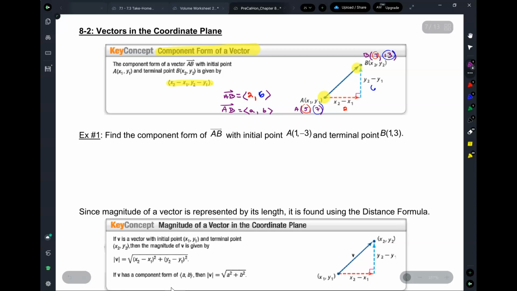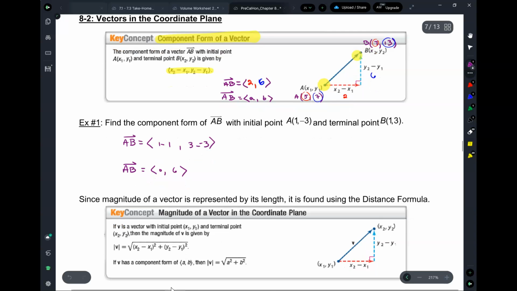So take a look. Find the component form of AB with initial point this and terminal point that. So we say AB is equal to, in the first case, 1 minus 1, x2 minus x1, and 3 minus negative 3. So AB is 0, 6. Do you have to show me this arithmetic step? No, I know you guys can add and subtract, right?